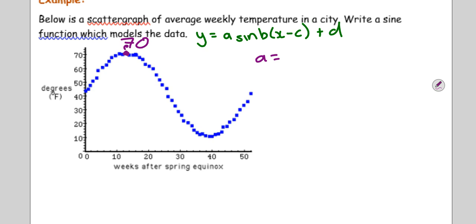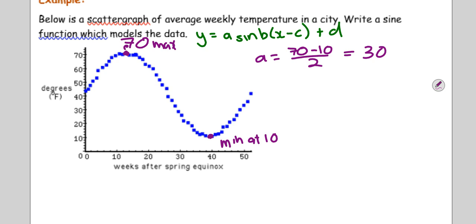I found this one a little bit hard to work out. What do you think it is with your better eyes than mine? Min at 10? Is it 10 or is it a bit higher? It's a bit higher, but we'll go 10. Okay, min at 10. So let's work out the amplitude. Is the amplitude 60? No, it's 30, halfway from the top to the bottom: 70 minus 10 over 2, which gives you 30.